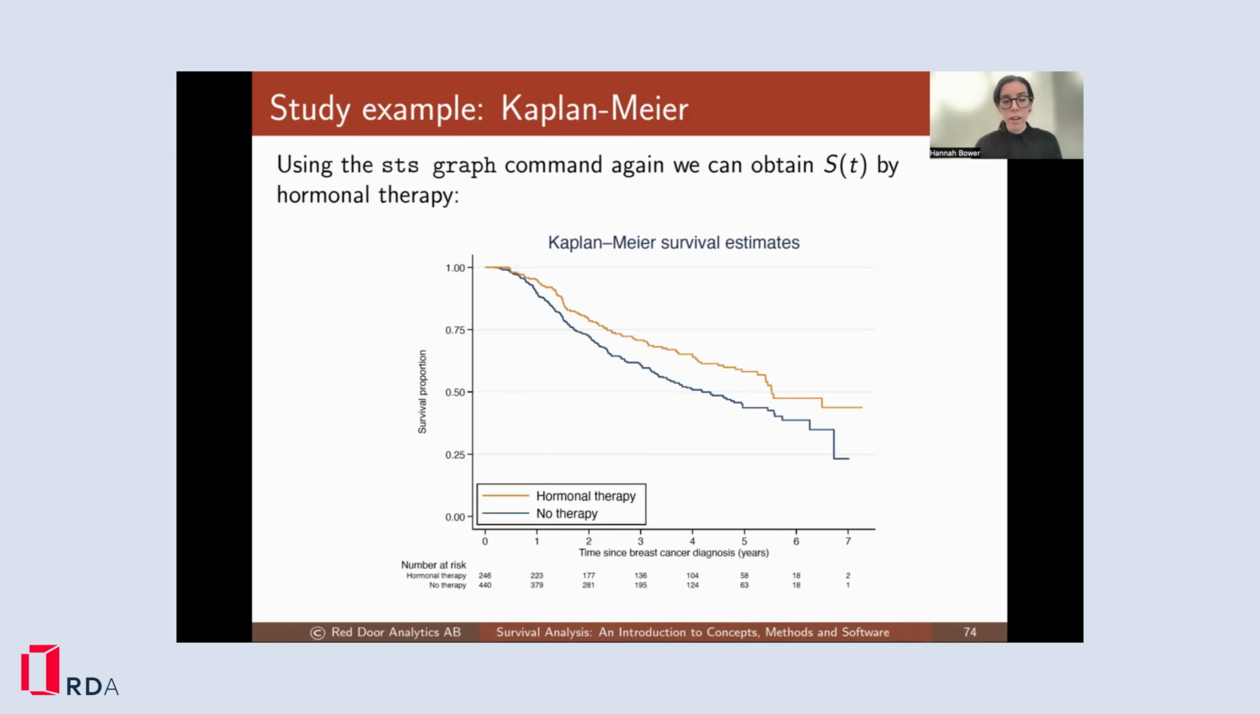The orange curve represents hormonal therapy, and we see that the survival is higher in this group. And then the blue curve here represents the no therapy group. At the bottom of the plot, we've also presented the number at risk at each of the year points across our follow-up time. So what we could conclude from this is that taking hormonal therapy seems to increase the proportion of patients surviving. We can see that that curve lies above the no therapy curve.